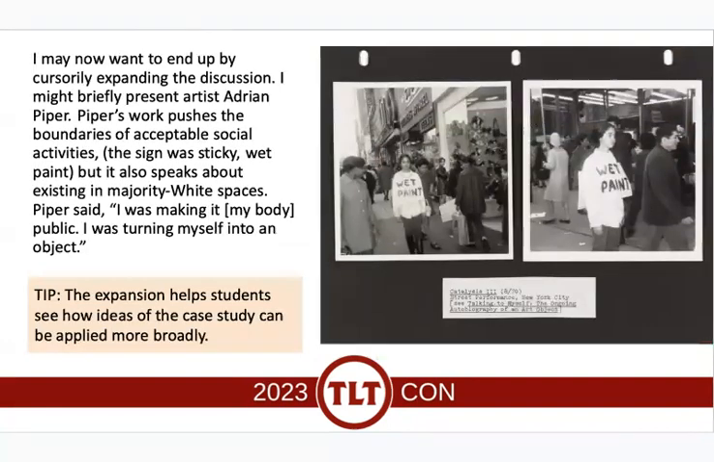In a case study where I showed the example of the young woman in the painting, I might actually expand at the end of the discussion with a couple more examples to sort of, again, open the world up to the students and to bring in some tangential things. And Adrian Piper is an artist who often pushes the boundaries of acceptable social activities. In the image here, Piper is wearing a sign. It's with sticky paint, and Piper was going into Macy's department store to buy some things while wearing this sign. And Piper said, I was making my body public. I was turning myself into an object.